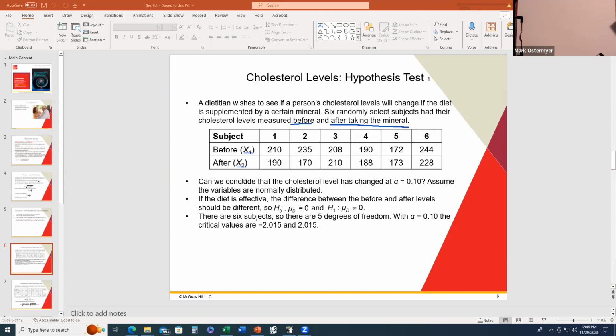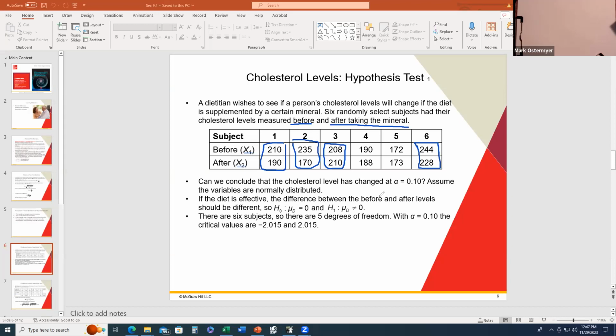Okay. All right, and notice we keep these paired together. This is one ordered pair, if you will, or one matched pair. Here's another matched pair. All right, another matched pair, etc., etc. So we have 6 matched pairs in this investigation here. Can we conclude that the cholesterol level has changed at 10% level of significance? Assume that the variables are normally distributed.